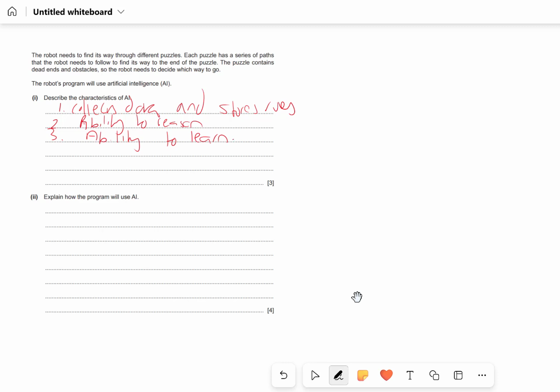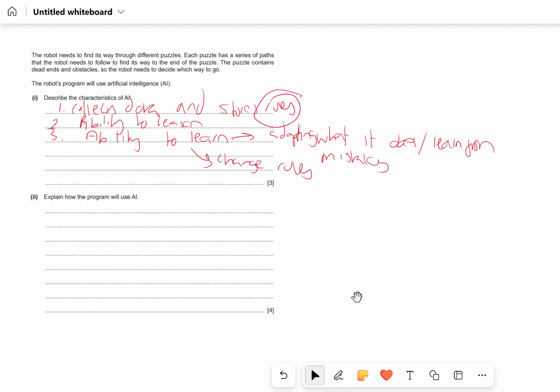So if we talk about ability to learn, this would be adapting, so that means like changing, like the robot does, what it does, learn from mistakes. It can change its rules. So AI can change the rules which is created, like WebMD. It can change data which has been inputted. Think now about what we talk about in terms of AI in itself, like machine learning, not ability to learn just in general. AI can make predictions such as supervised learning, so predictions, and AI can analyze or find patterns like unsupervised learning.